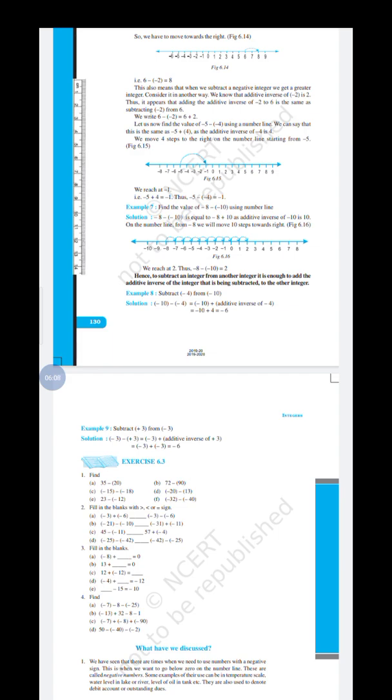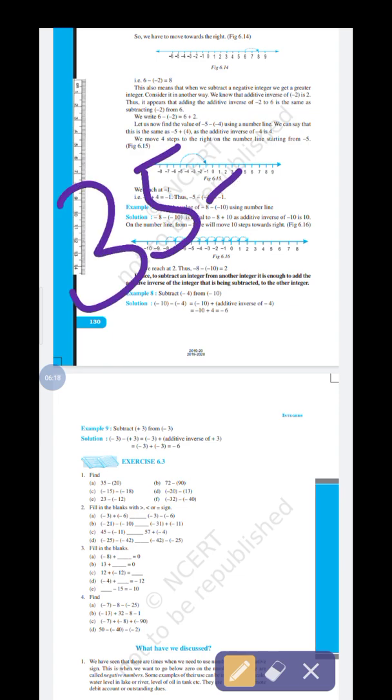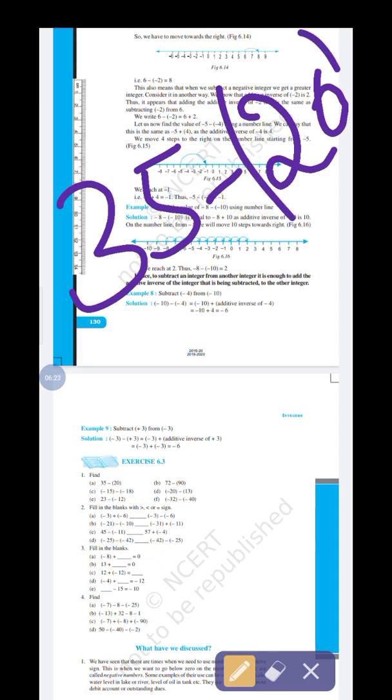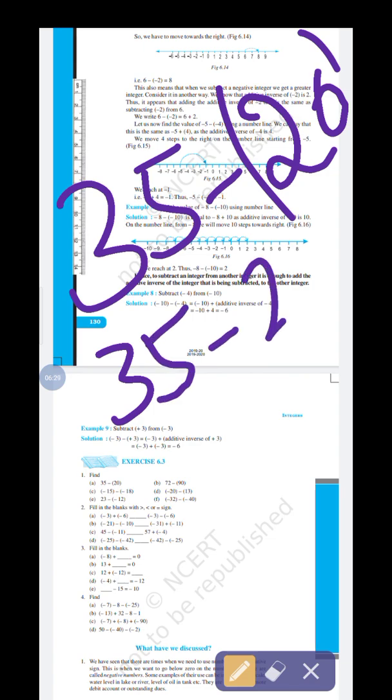Now it is exercise 6.3. For the sum 35 minus of 20: the additive inverse of plus 20 is minus 20. So 35 minus 20 is 15.